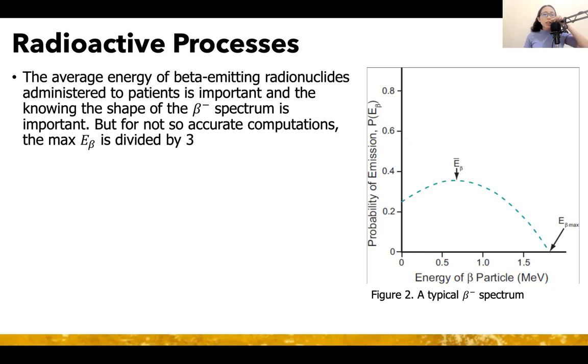So why is this energy important in administering these radionuclides to patients? Of course, because we want to minimize damage from these radionuclides. So we want to keep the damage at a minimum and just achieve the right level of energy for whatever purpose the radionuclide is being used.